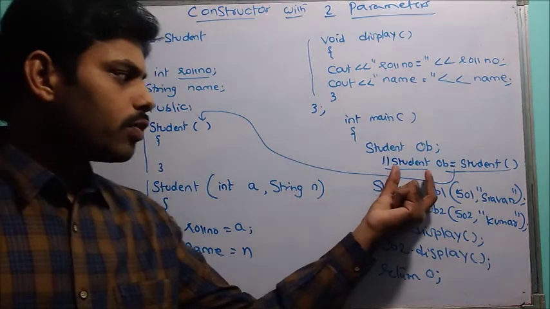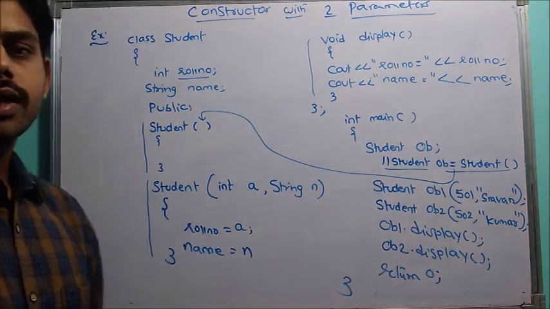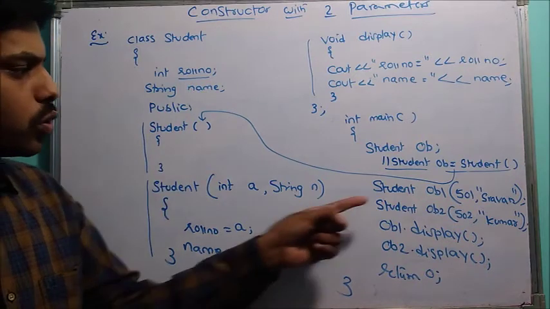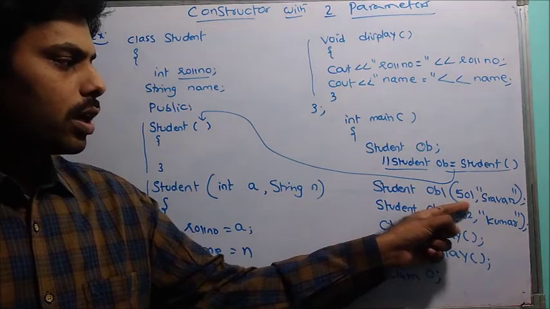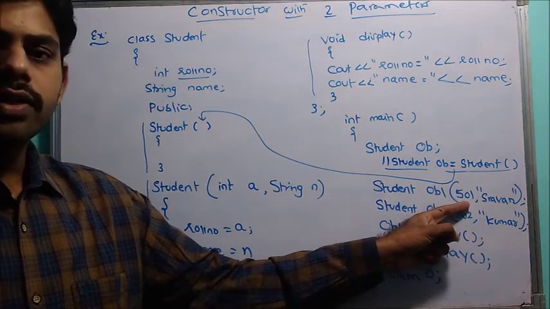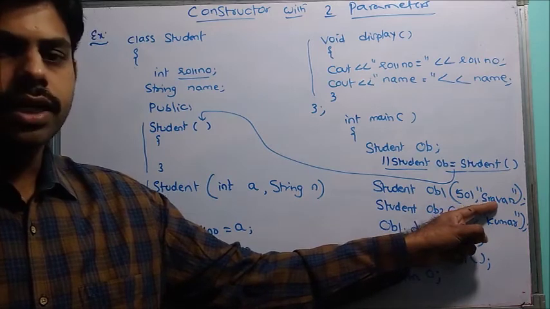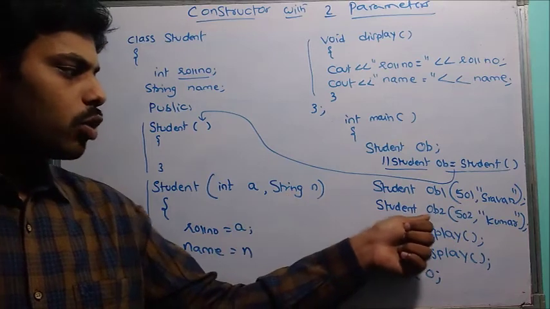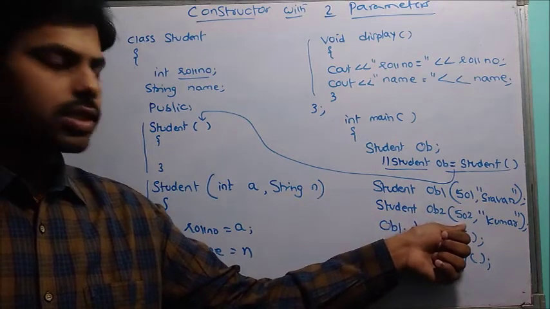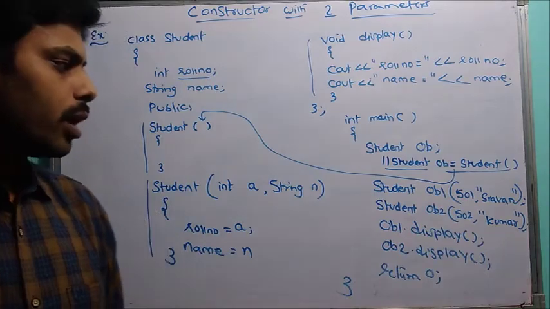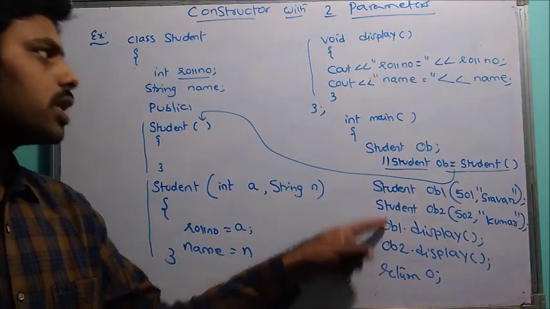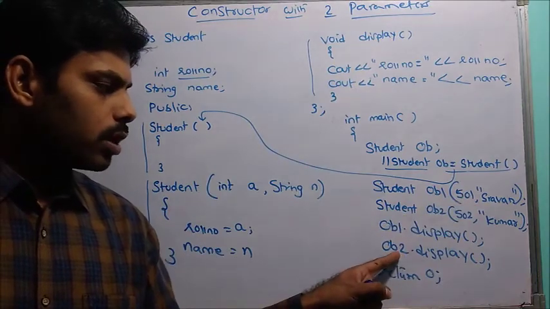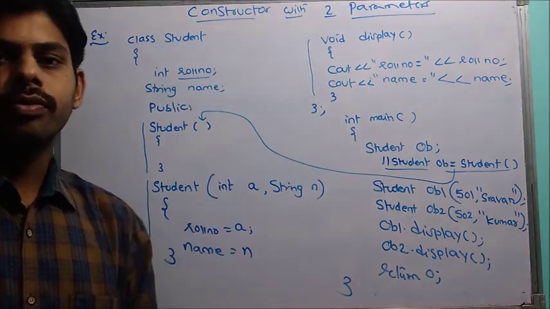In the main function, I am creating one object, student OB, so the default constructor function is called. And for student OB1, I am passing two parameters, one is 501 and another one is Shravan. That is, 501 is of type integer and Shravan is of type string. Similarly, one more object I am creating, OB2, with two parameters 502, Kumar. And after that, I am calling the display function for object 1, that is OB1.display, so 501 and Shravan will be displayed. And similarly, I am calling the display function for object 2 also.